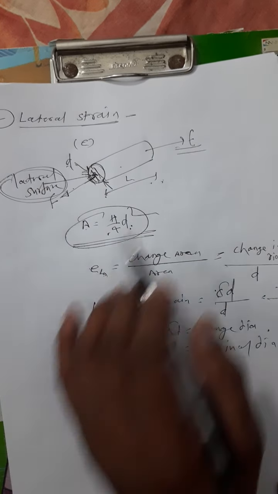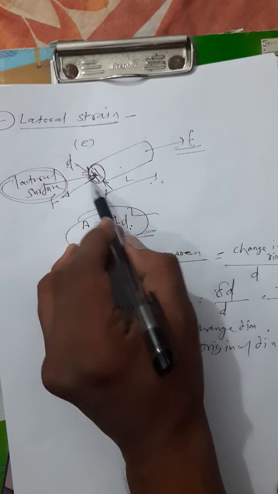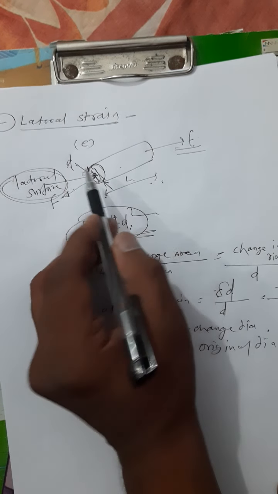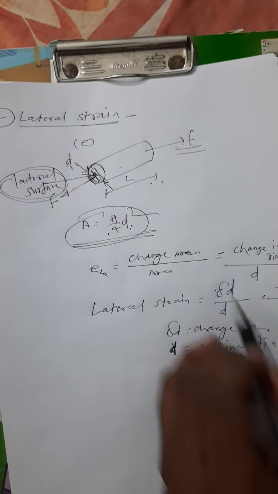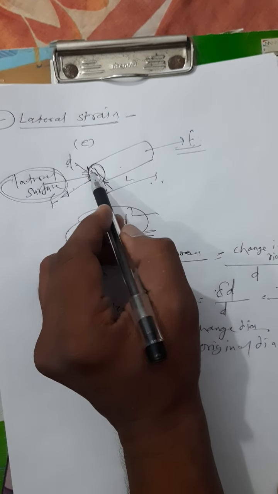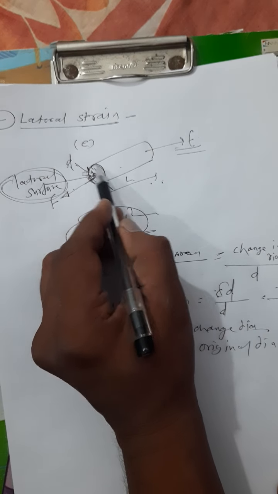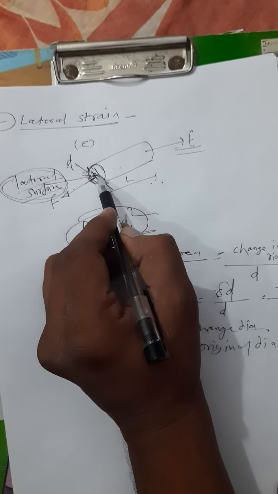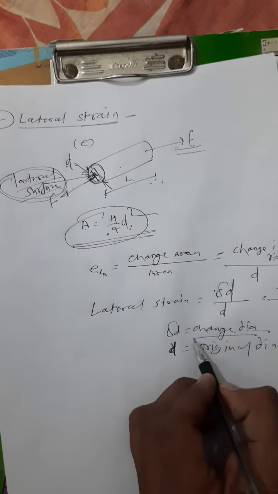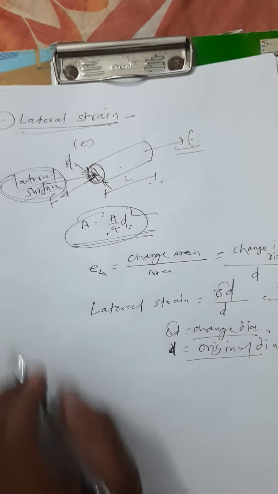Due to application of external force, this lateral surface, or diameter, or area changes. Due to that external force this area changes, which means the diameter changes laterally, because this is the place of the lateral surface. So change in diameter to original diameter is called lateral strain.